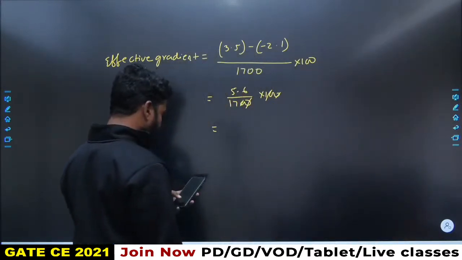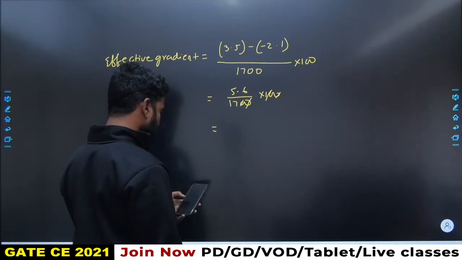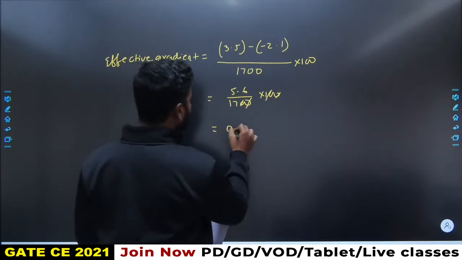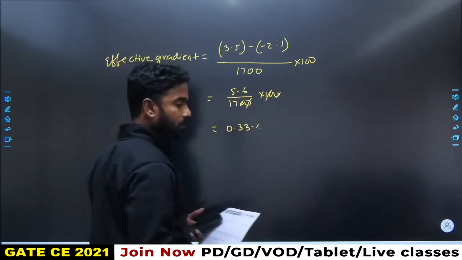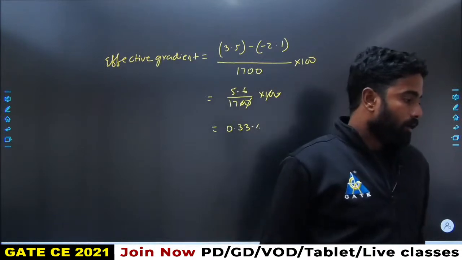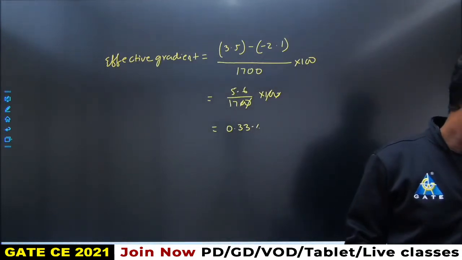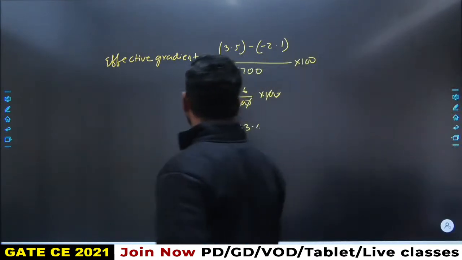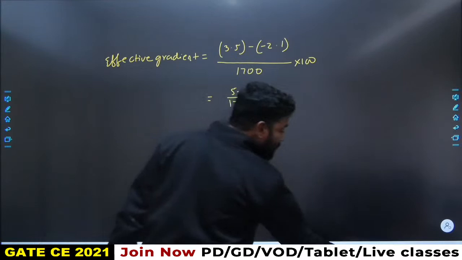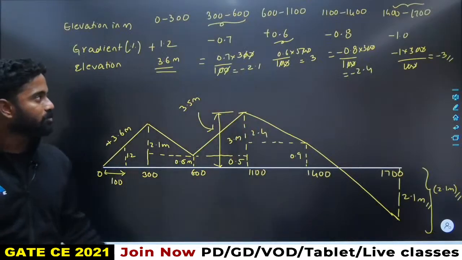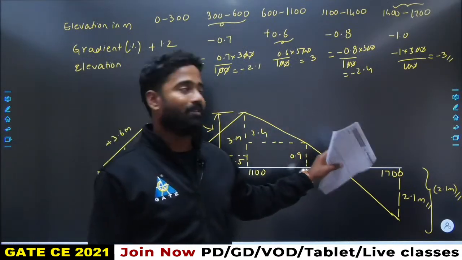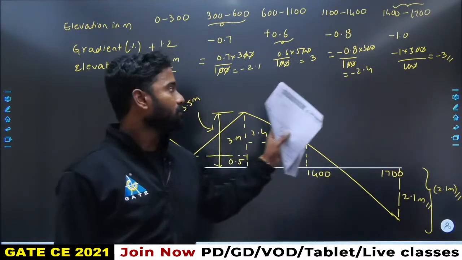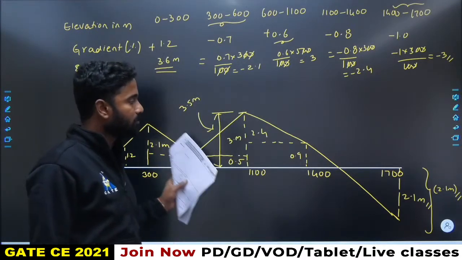So answer would be 5.6 divided by 17. It would be 0.33 percentage. Very few people are watching, only 8 people. It's okay, well and good. See guys, so effective gradient you got is 0.33 percentage. This is how you are going to solve these type of questions. This is one good question actually. This is the first of its kind that you are seeing in GATE. So answer for these type of questions will be something like this.